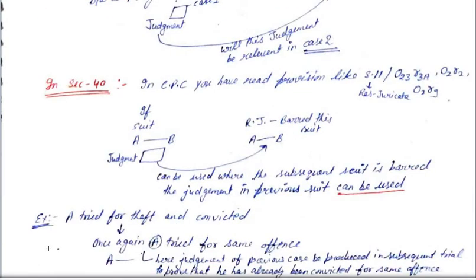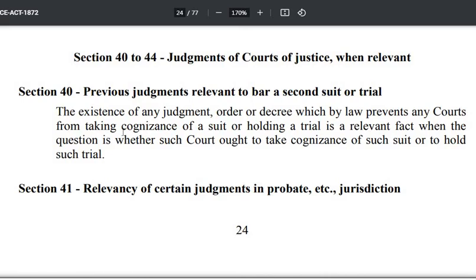फिर से पढ़ लो एक बार इस सेक्शन को. The existence of any judgment, order or decree which by law prevents any court for taking cognizance of a suit or holding a trial.